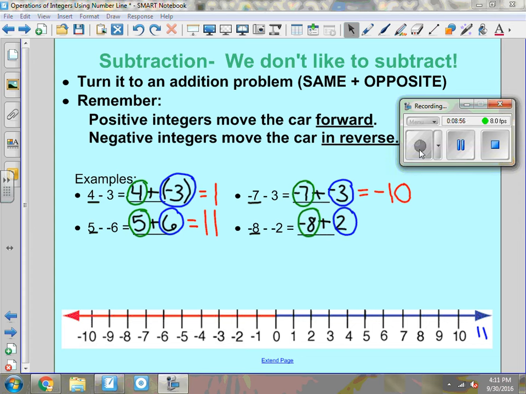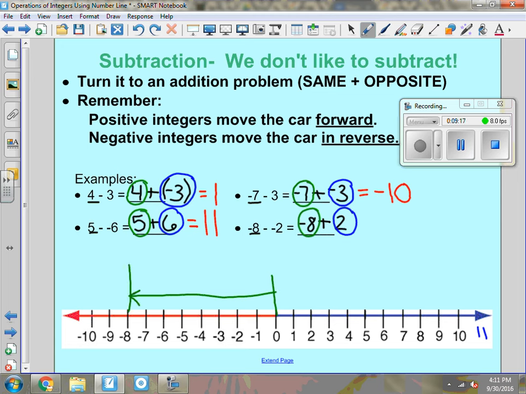Alright, I'm looking at my last subtraction example. When I changed it to an addition problem, I had negative 8 plus a positive 2. So remember, addition always starts at 0. I'm going to draw my line going up. And that negative number tells me that I'm moving backwards in my car. So I'm going to draw my first arrow, that first trip, going back to negative 8. And then my second trip is a positive number, so I'll move forwards. And I'm going to go forwards 2 spaces. And it looks like this trip is ending at a negative 6. So negative 6 is my solution to this problem.